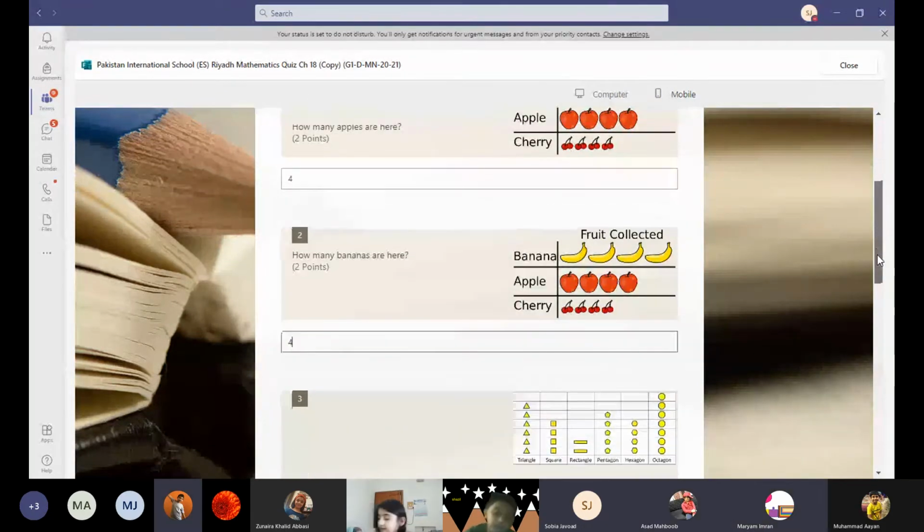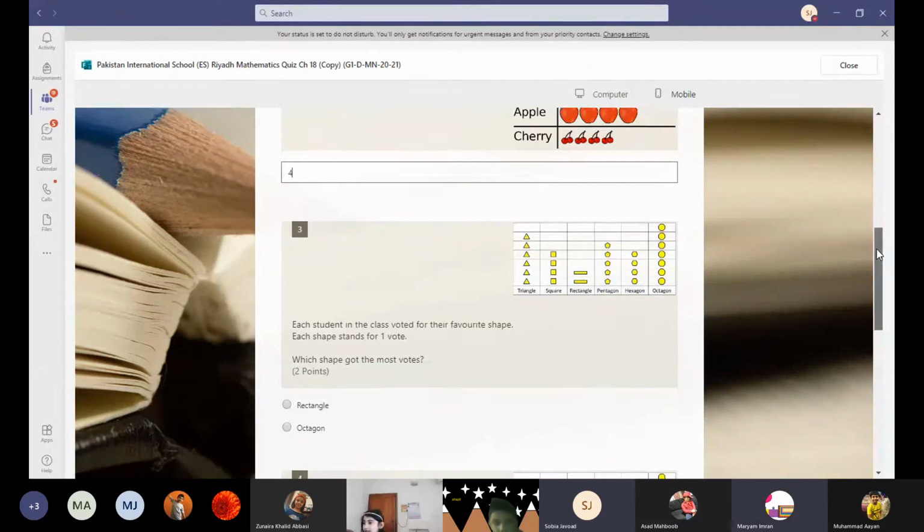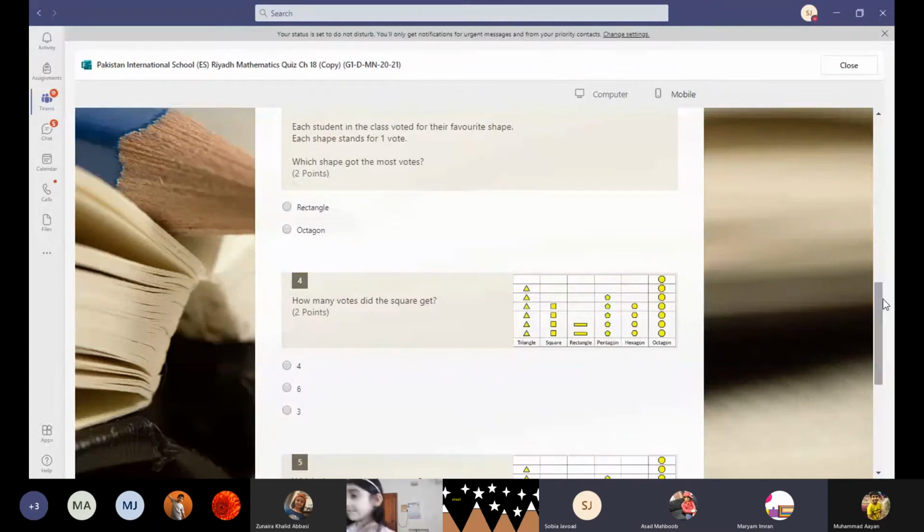Okay. Each child in the class voted for their favorite shape. Each shape stands for one vote. Which shape got the most votes? Rectangle or octagon? See, these are rectangles. Do they get the most votes, or the octagon? Octagon. So you have to select octagon. How many squares did the square get? Yes. I'll count. 1, 2, 3, 4. Yes.